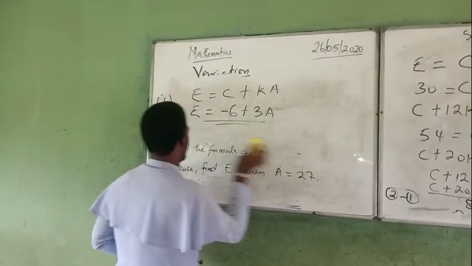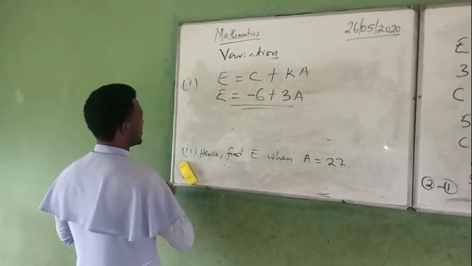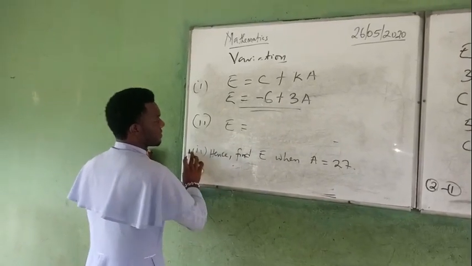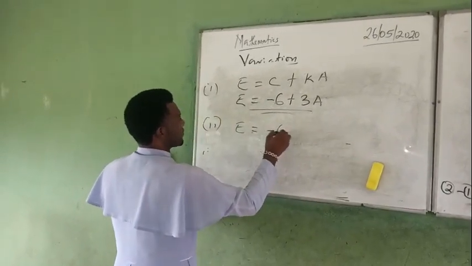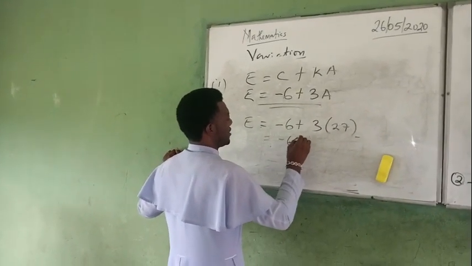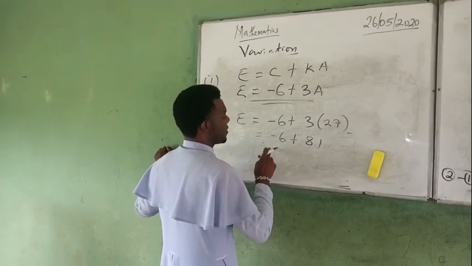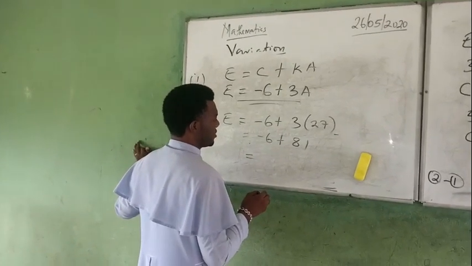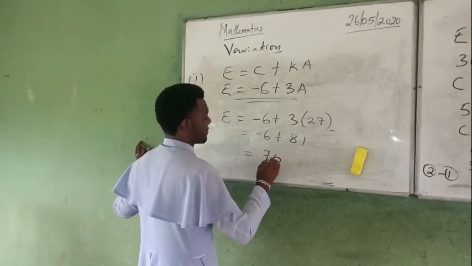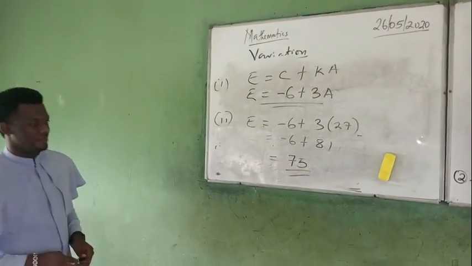The second one says find E when A is 27. So E equals minus 6 plus 3 bracket 27. So minus 6 plus 3 times 27, which is 81, minus 6 plus 81, of course, will give you 75. So 75 is the answer for E. I think that is all.